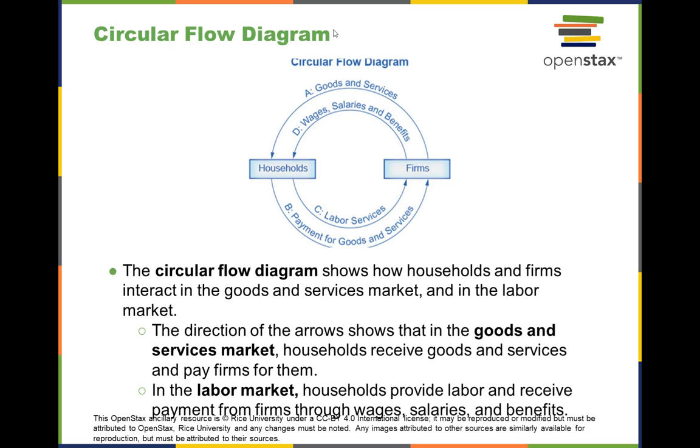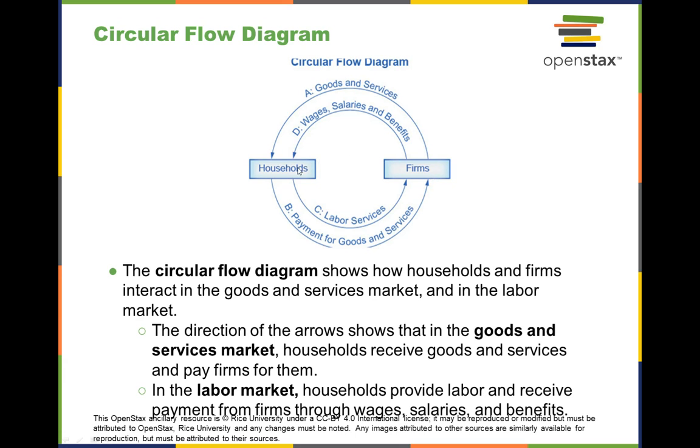And this is an example of one of the models, the circular flow diagram, and it talks about one of the concepts I mentioned just a little bit ago. You have households, which includes individual people, and then you have firms, which are businesses. The firms, as I mentioned earlier, produce goods and services, which they sell to households. And then, in turn, the households give payments to the firms.